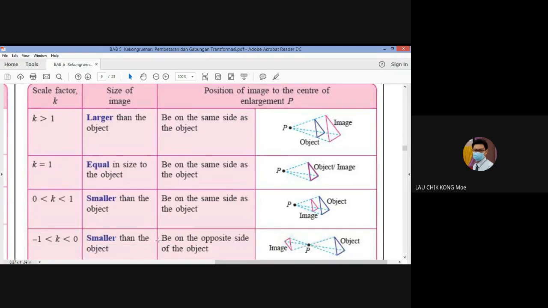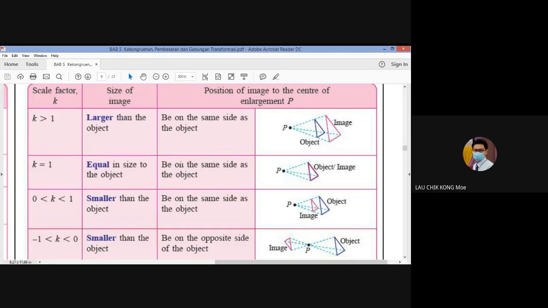Okay, and if K equals 1 means that the object and the image are the same size. Okay, also on the same side from the center P. Ini jarang kita uji lah kalau objek sama dengan image itu. Walaupun pembesaran kita memang jarang uji K sama dengan 1 lah. Biasanya K lebih daripada 1. Jot down K greater than 1.